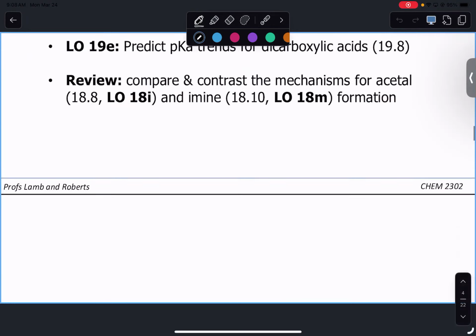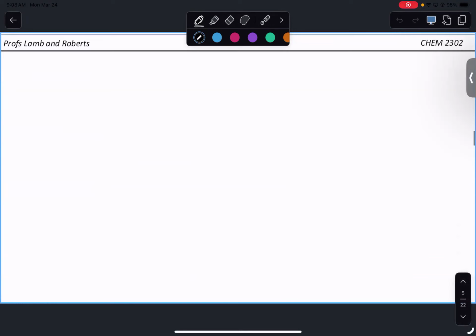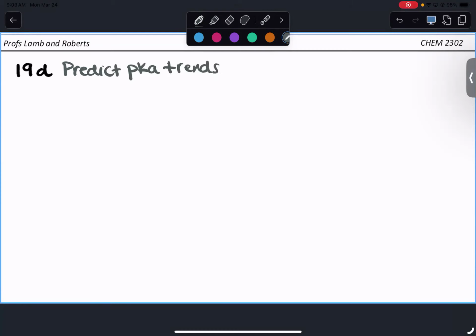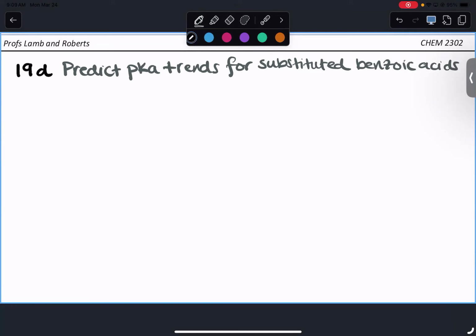Okay, so let's start by first talking about learning objective 19D, which is predicting pKa trends for substituted benzoic acids. And this is from section 19.6 in the book.